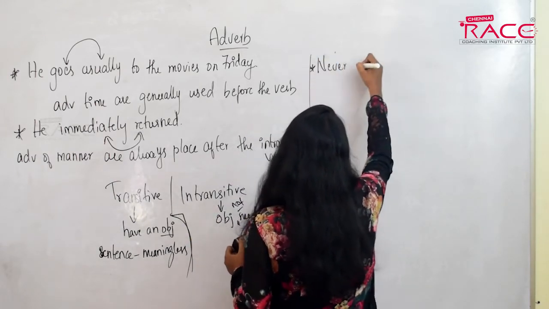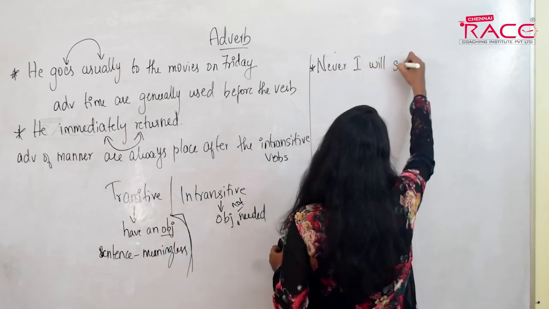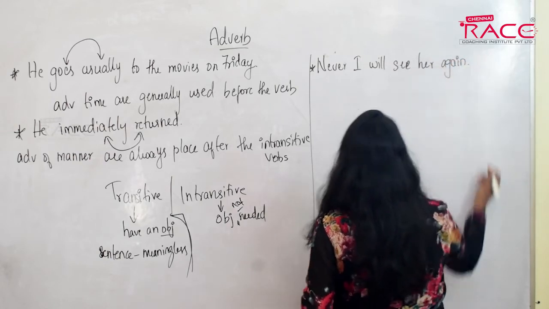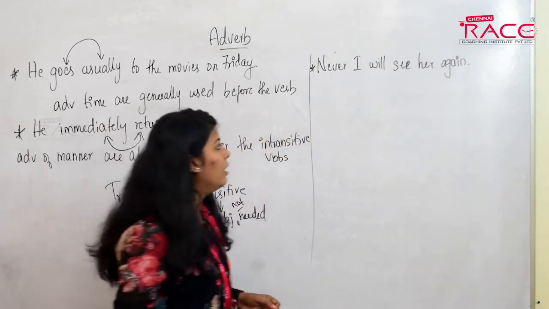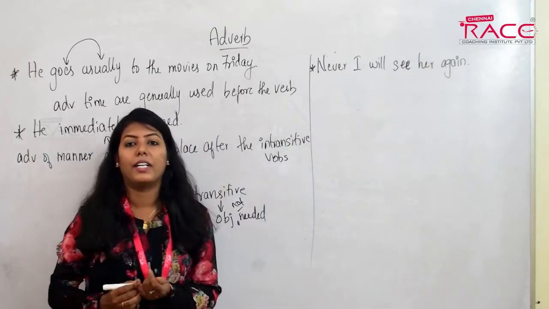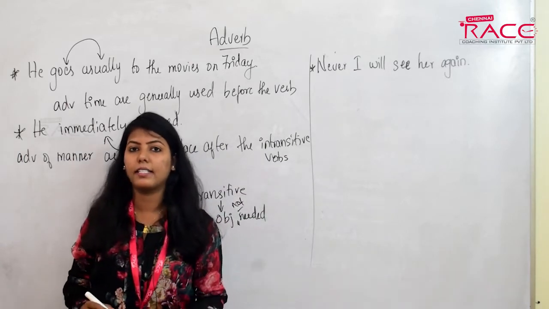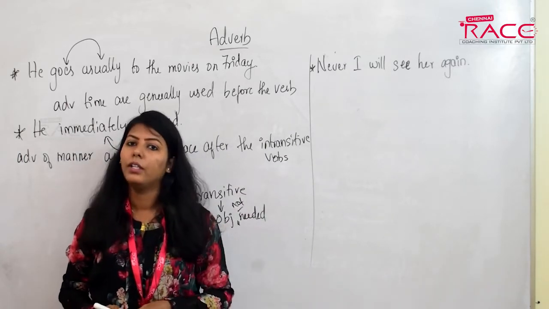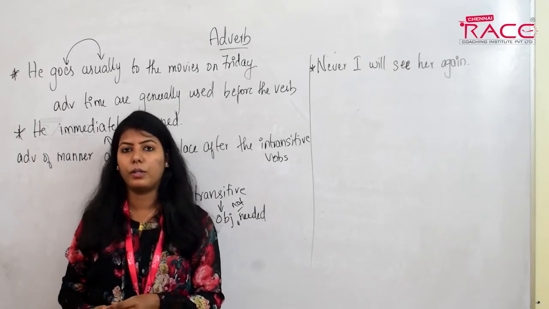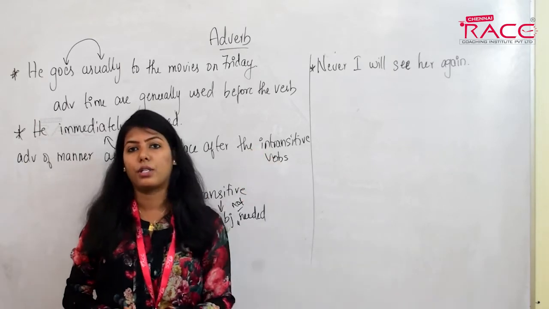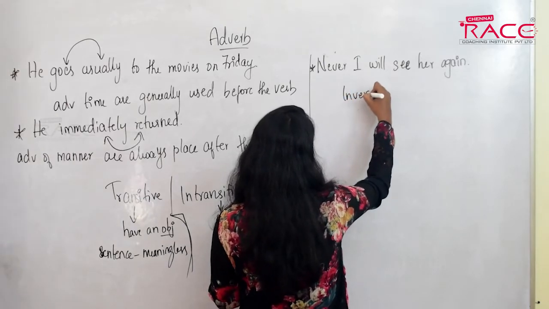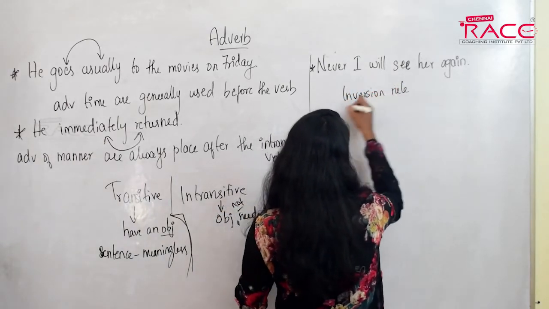Never I will see her again. Okay, when a sentence starts with an adverb, and never is an adverb, the sentence will follow an inversion rule. First of all, let me tell you what the inversion rule is.